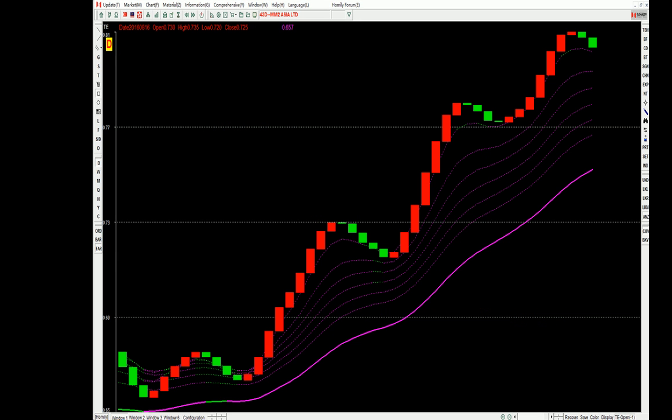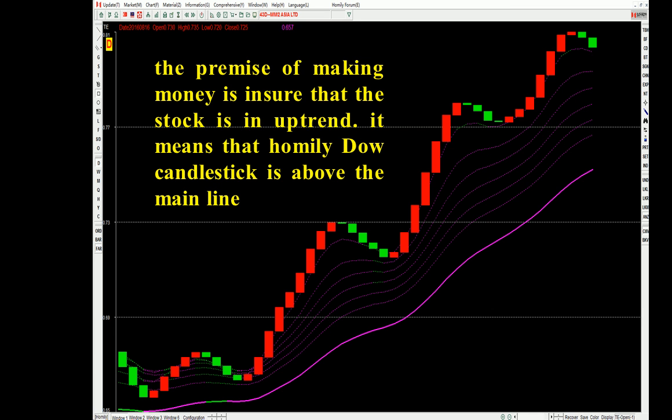Okay, so we can see here, obviously we know when to buy, when to sell. It's easier to understand. So here, the premise of making money is to ensure that the stock is in an uptrend. It means how many dark candlesticks are above the main line. So this is the premise of making money. If you want to make money safely, you should see whether the trend is uptrend or downtrend.